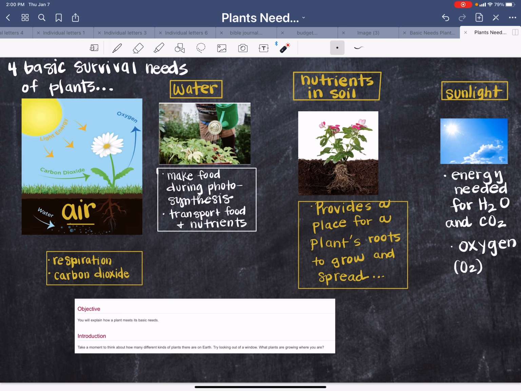Today we're going to talk about the needs of plants in this lesson. So, first of all, plants have four basic needs for survival. They've got to have air, and air is light, carbon dioxide, and oxygen. Well, the water gives the nutrients in the soil the ability to help the plant grow. So this gives us air, all right?